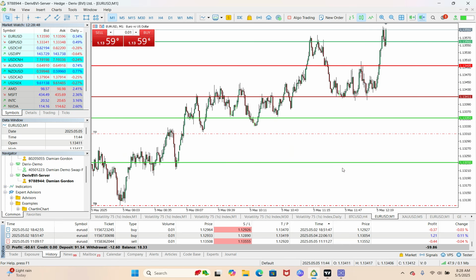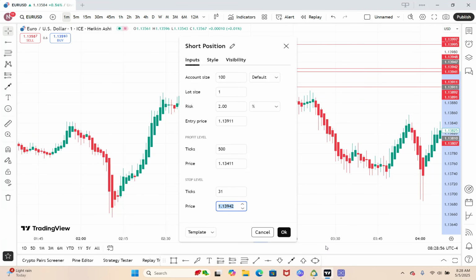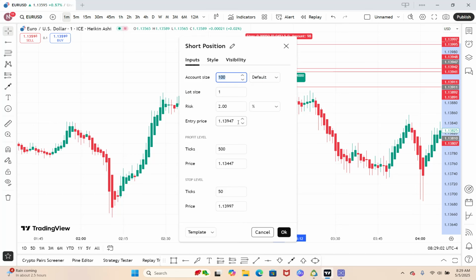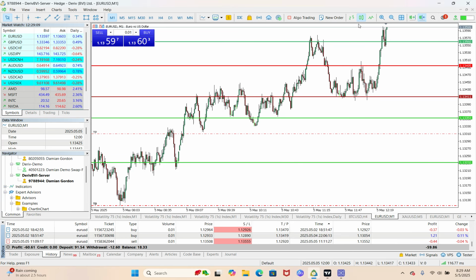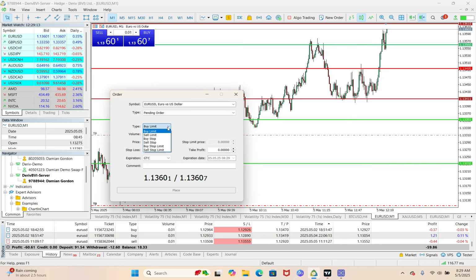So I want to have the trades running, right? So go back to TradingView again, and we're going to set this one. We can always go back and put in the TP. Copy, new order, market execution, pending order, sell limit.